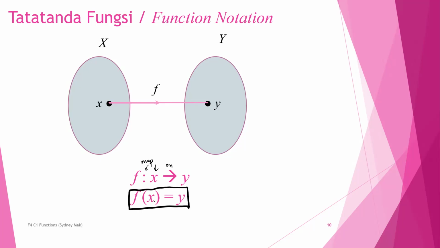f(x) means the function in terms of x. The function in terms of x is equivalent to y. Okay? We used to write y equals 3x plus 5. Now instead of writing y, I just replace it with f(x). So f(x) and y are equivalent, just a different way of writing.